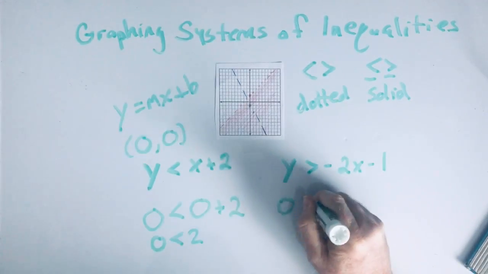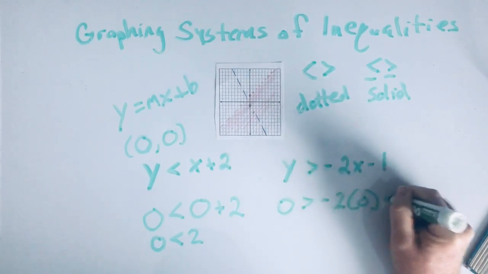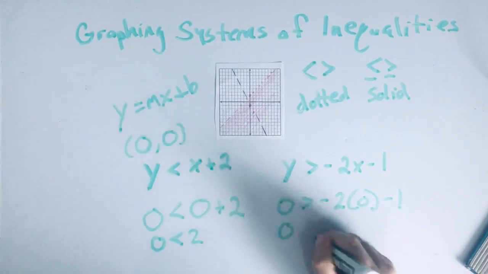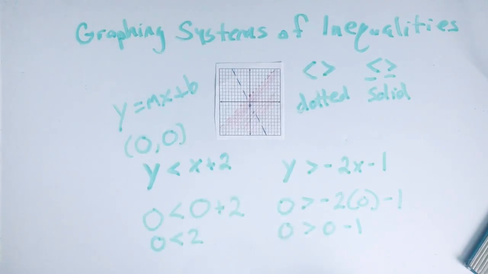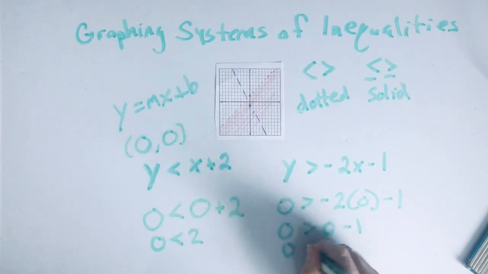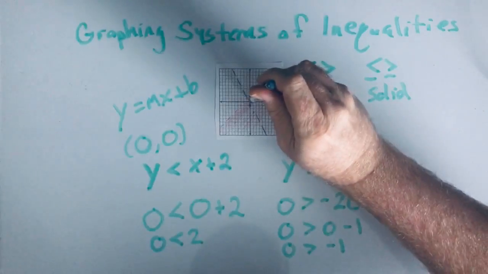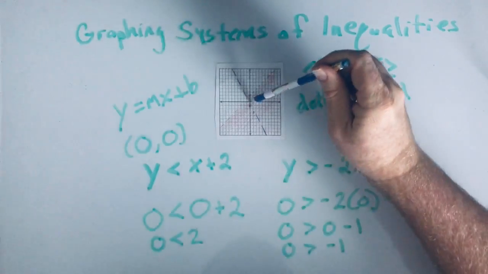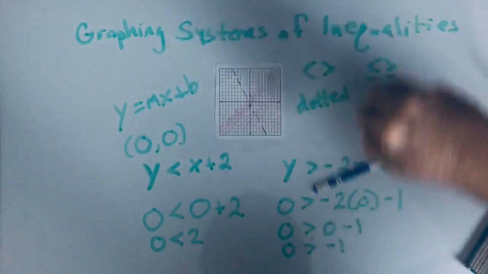So I got 0, -2 times 0 minus 1. So that's 0 is greater than 0 minus 1. Well, that's 0 is greater than -1. Well, that's true. So I'm going to shade where 0, 0 exists. Since 0, 0 is here, I'm going to shade on this side of the blue line.